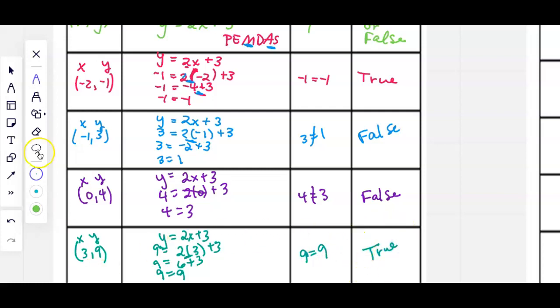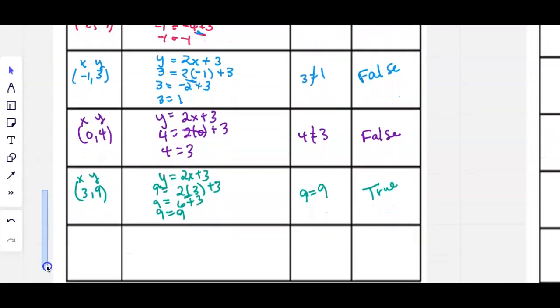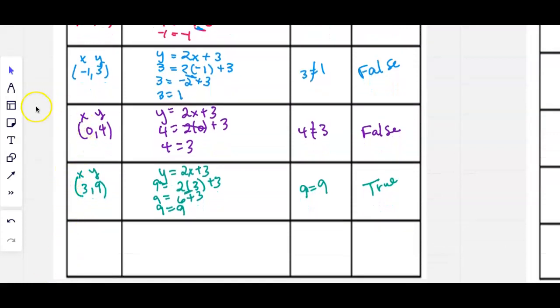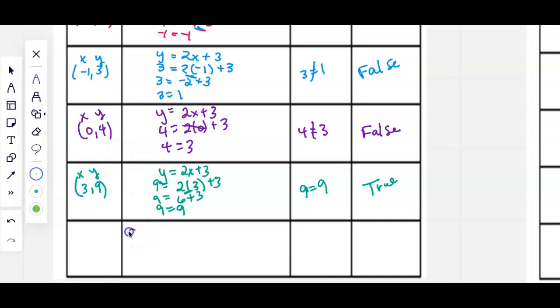There we go. Now for this one, I do have an extra spot on the graph down here. And that was just, I made the graph one block too many. So let's just go ahead and change that and make this down here where we're going to write our solution. So let's change it to red for the solution. So our solution set is going to be the ones that were true, the ones that worked.